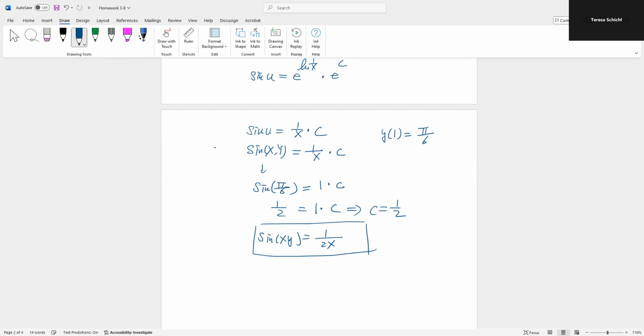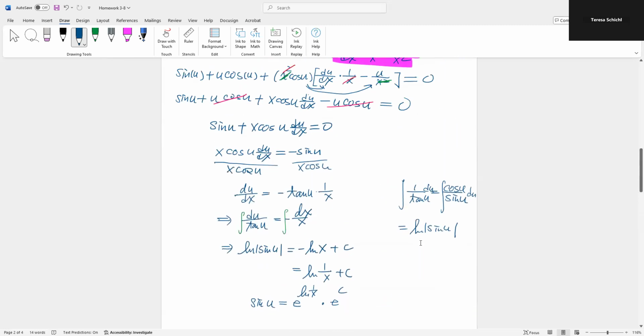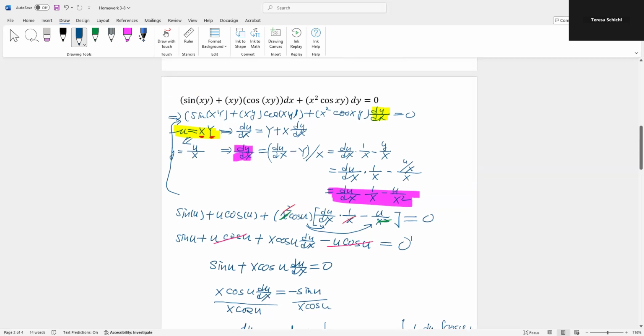That's it. This one is not too hard, and I think it's easy to spot that you need to use substitution because of xy, and the substitution will be able to separate the variables and make the differential equation a lot easier to solve.